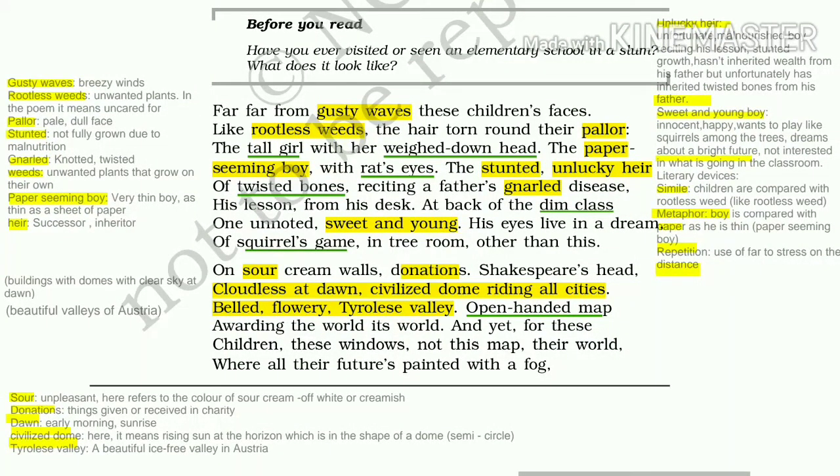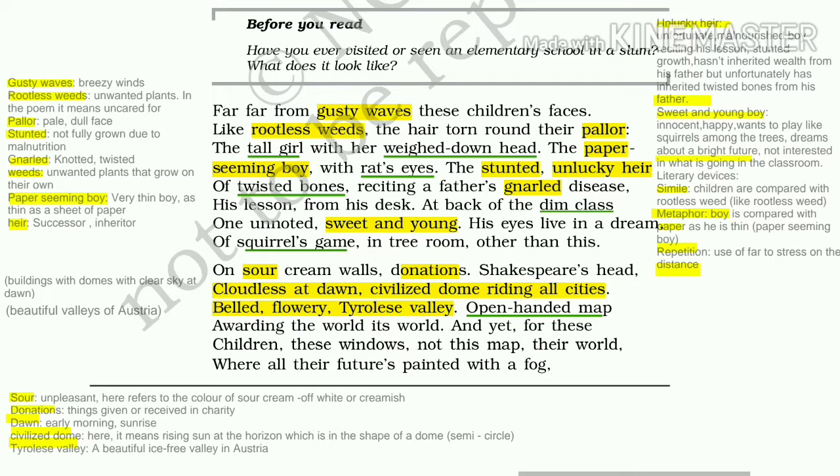Have you ever visited or seen an elementary school in a slum? What does it look like? Talking about slums, India's biggest slum, do you know where it is? Have you heard about Dharavi in Mumbai? It is the biggest slum. So you can very well imagine how people live in such areas and what the life of children in these slums is. That is what Stephen Spender has beautifully described in this poem. Now let us read this poem word by word and see what he is trying to say here.